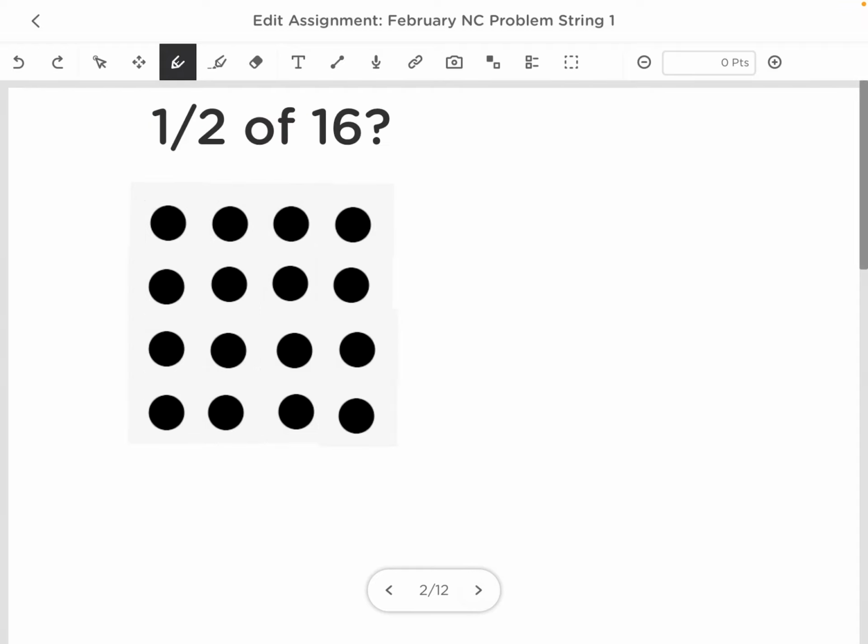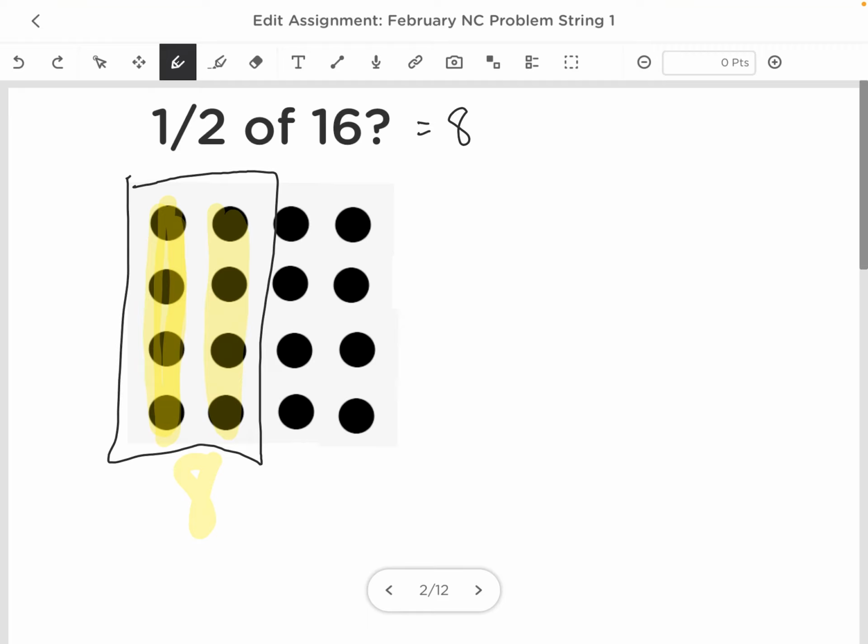My first question is, what is half of 16? So I want to use the counters to figure out what half of 16 is. Maybe I know that half of 16 equals 8, but I want to display that on my counters. So I'm going to color in half of them. And here I can clearly see that half of my 16 counters are colored yellow. When I count them up, I notice that there are 8 in half of the counters. I can also draw a line or a box around to split this in half.